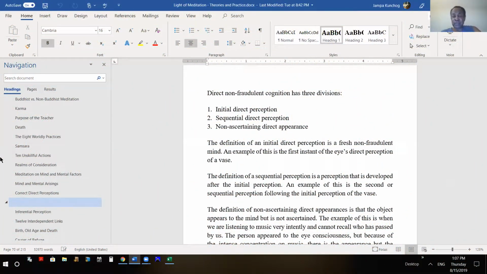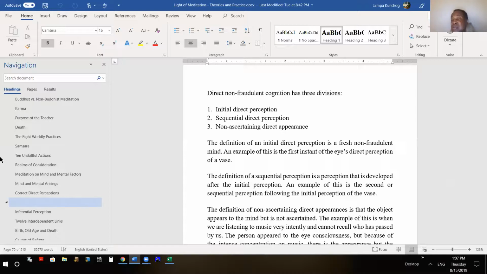So here the definition of what they call ombongosum is what we have: the three classifications of things that are direct, non-fraudulent cognitions, right? And they fall into three categories. One is initial direct perception. You have sequential perception, and then you have non-ascertaining direct perception, right?